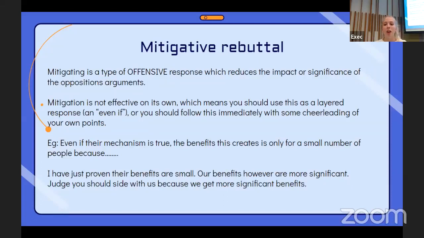So once you've given a reason why their benefits are smaller or that their point is less impactful, you want to again link it back to the context of the rest of the debate. So you would say things like, I've just proven that their benefits are small. Our benefits, however, are more significant. So judge, you should side with us because we get more significant benefits. So mitigatory rebuttal is about trying to reduce the significance or the impact of the opposition's points within a debate.